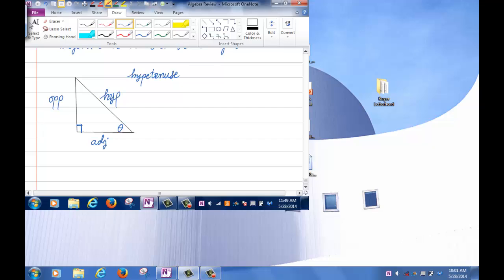I think this is an A, sorry. This is an A. Or it might be E, I forgot. Okay. So, this is called hypotenuse, okay?